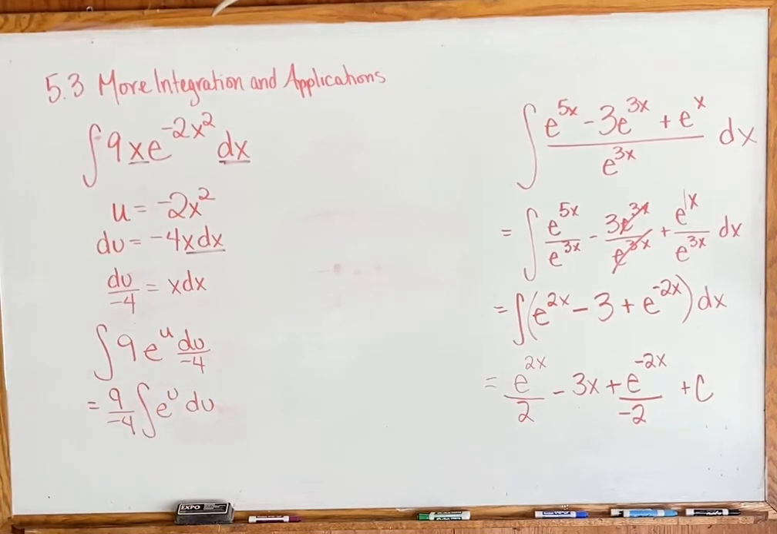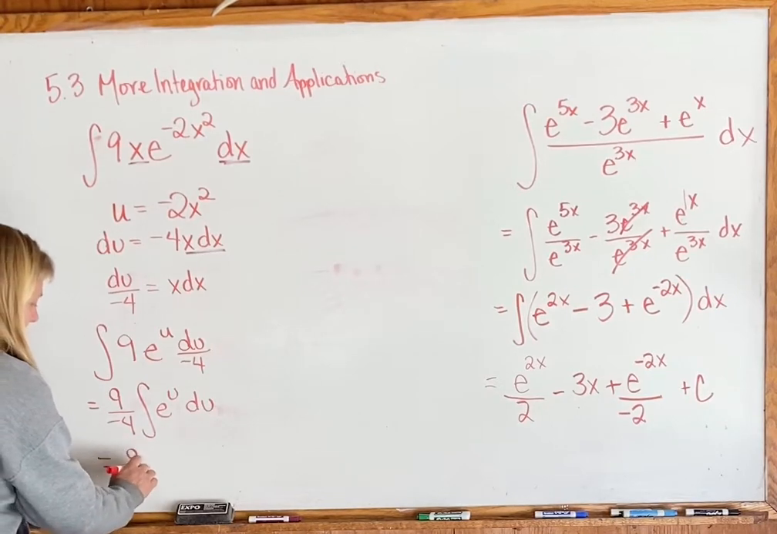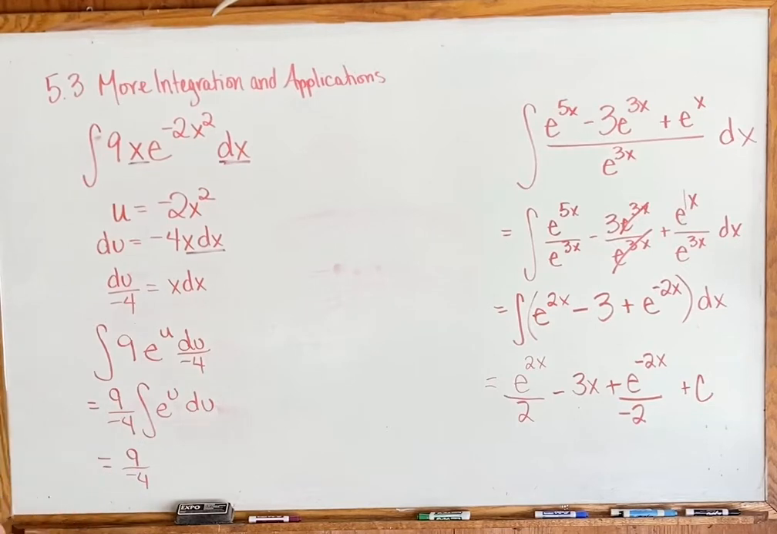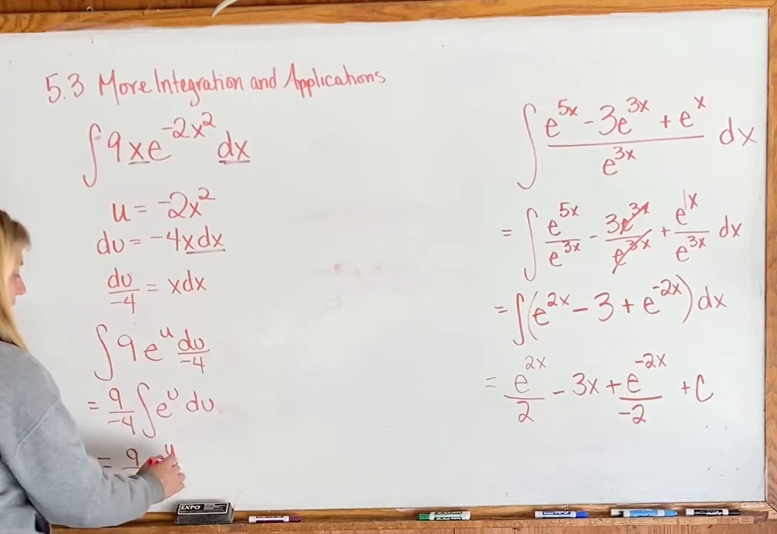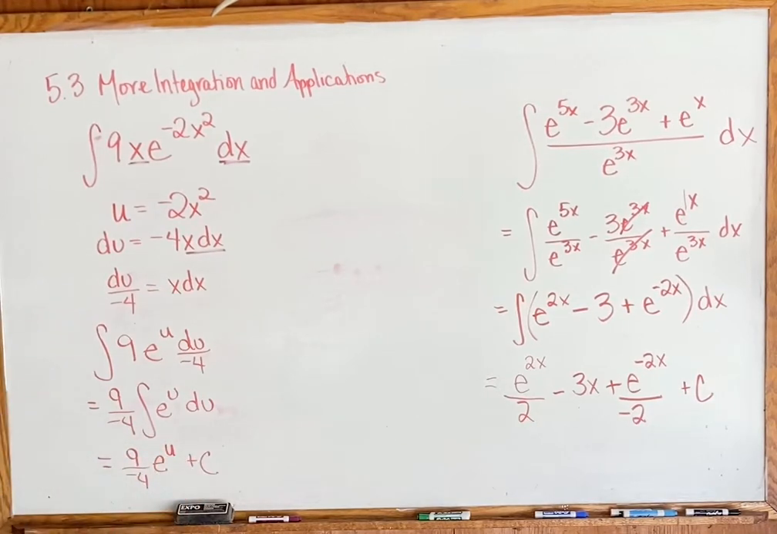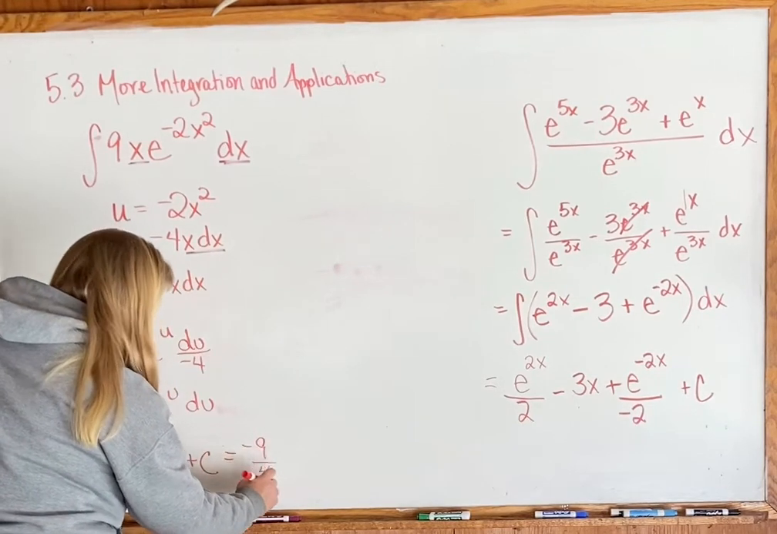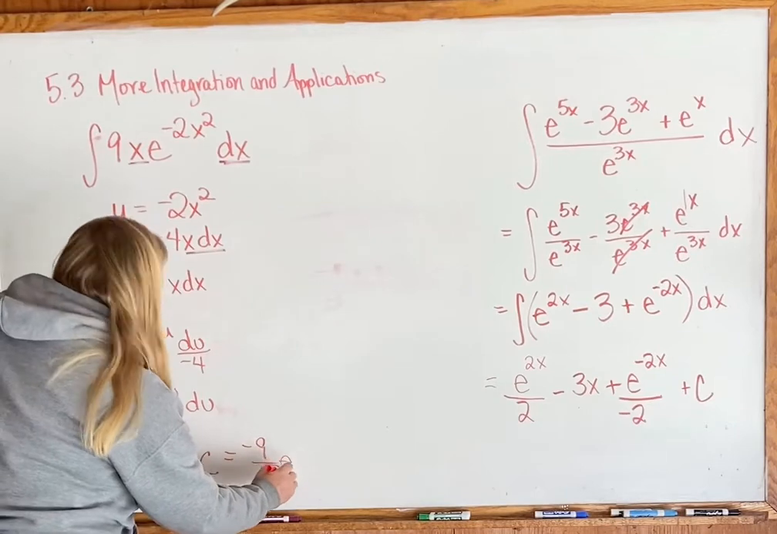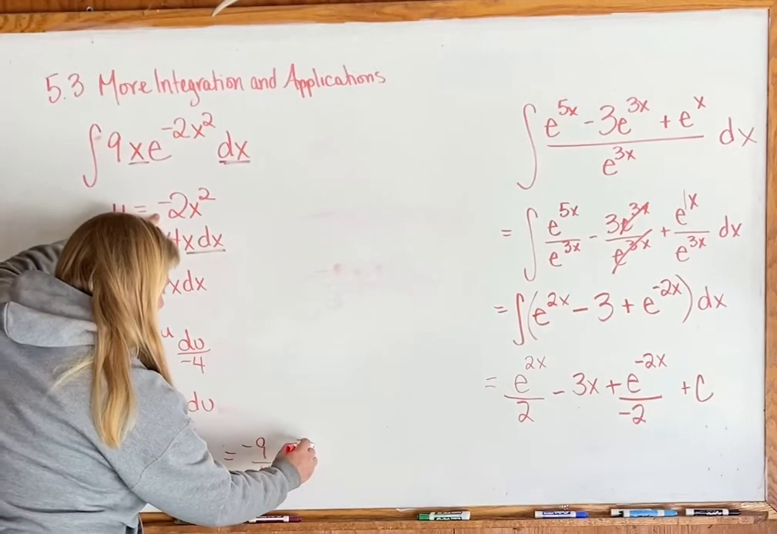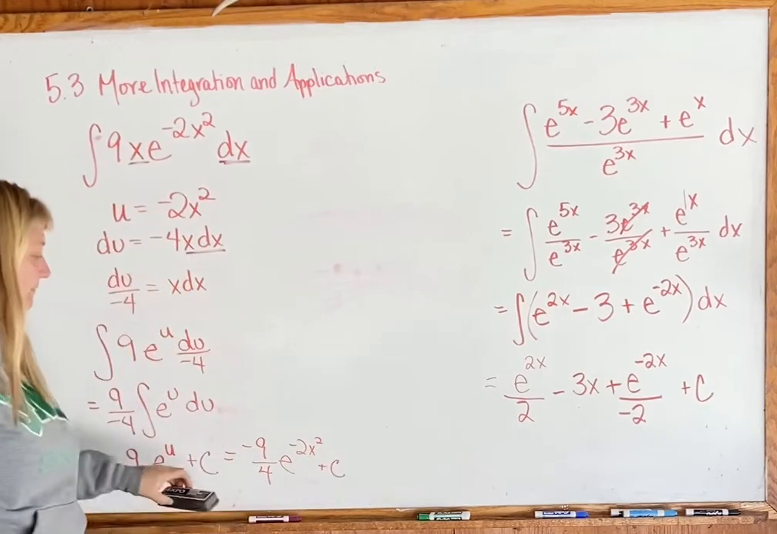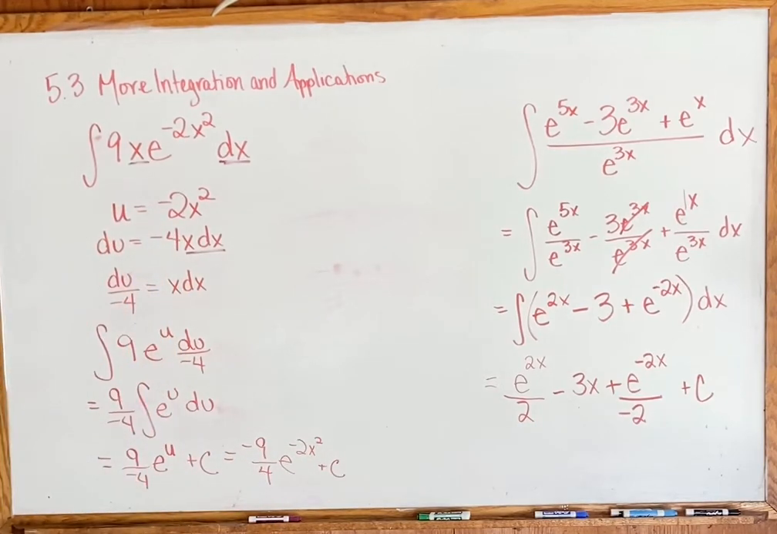By removing everything that's at all ugly or doesn't fit with the problem, we're then left with something very simple. So when we go to take the integral, 9 over negative 4, the antiderivative of e to the u is just e to the u plus c. One last step, remember to put your u back in here. So we end up, I'll just write it down here, negative 9/4, or 9 over negative 4, doesn't matter where the negative is, e to the negative 2x squared plus c. Look good?